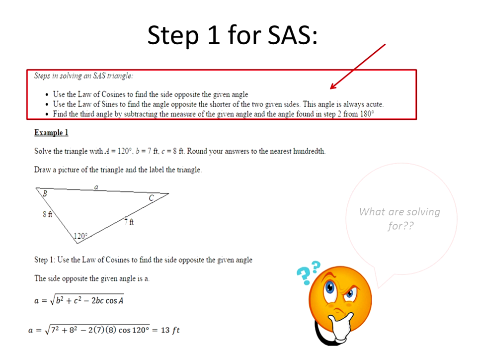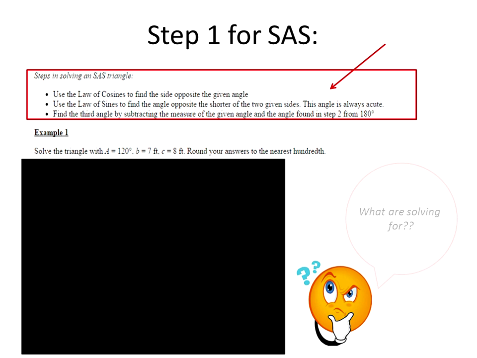Okay, so first of all, it asks us to use these steps. First, use the law of cosines to find the opposite side of the given angle. We're going to go through all three of these steps in a minute. What they're asking for is for you to solve the triangle with A equal to 120 degrees, b equal to 7, c equal to 8, and round your answers to the nearest tenth.